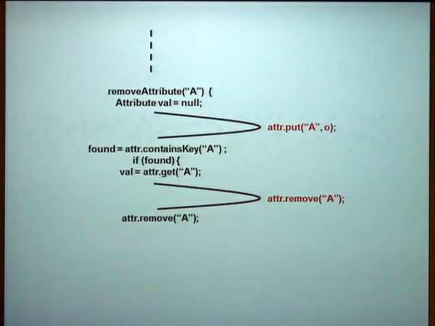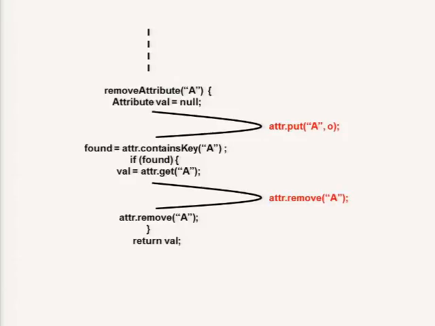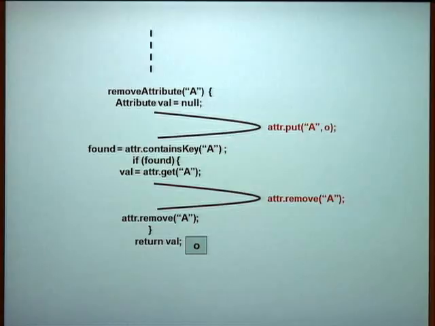Here it tries to remove A, but it fails because it was already removed here. So it continues running, returns val, and the val it returns is the val that it read here, which is O. So actually, this function ran, it didn't remove anything, and it returned O as if this is the value that was removed. And of course, it violates the invariant.